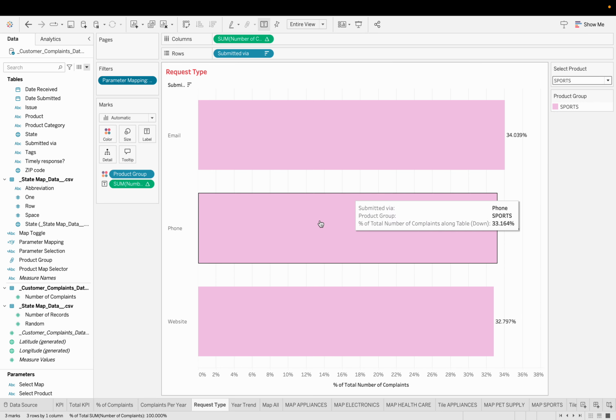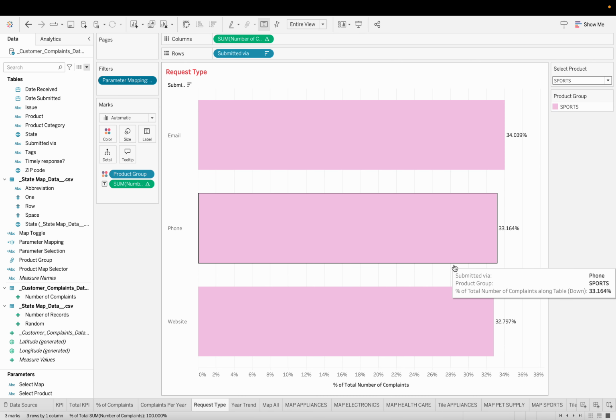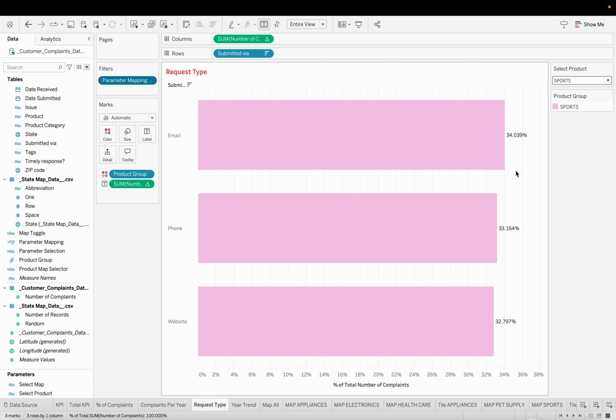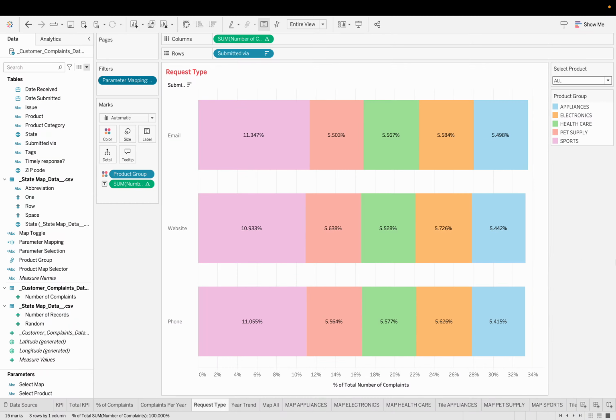For sports, this is in descending order, so as you can see, the highest is more. For sports, most of the complaints are coming via emails, and the least is coming from the website. Now, if you want to look at all of it, you can look at all of it as well, and this is a very good representation of how everything is.